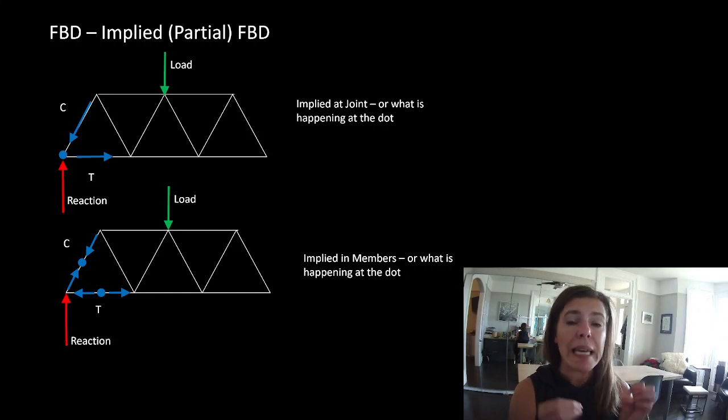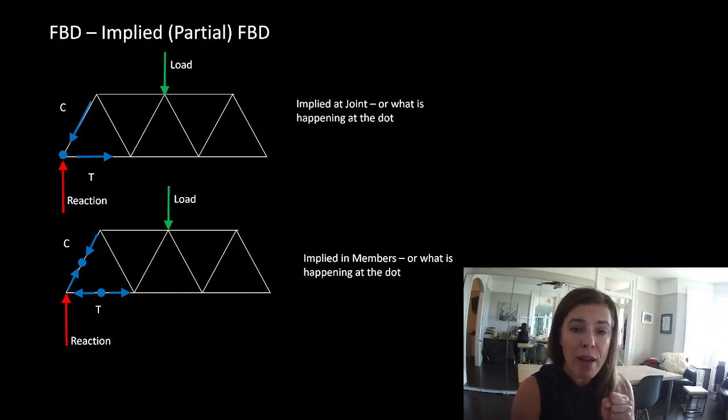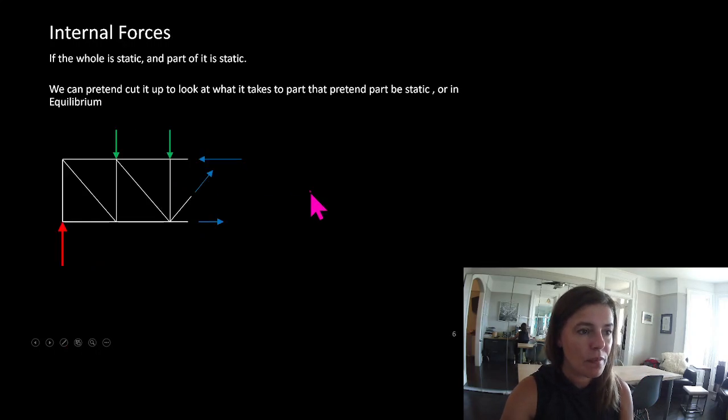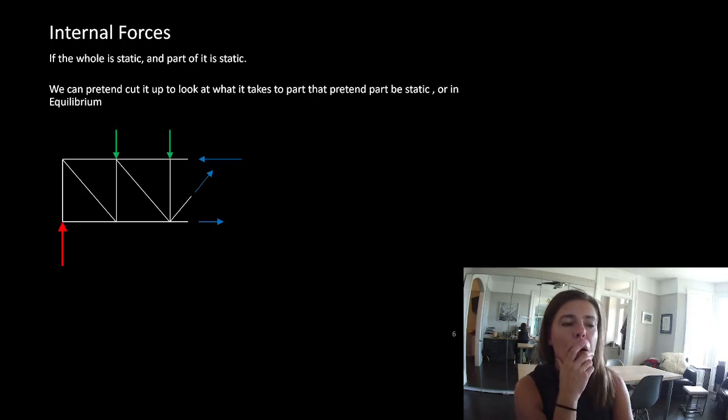So when we're talking about internal forces, away from a node is tension, and towards a node is compression. Sorry, forget that I said negative. We're going to bring in what negative means in a little bit. Okay, so here's where I'm going to blow your mind. If the whole object is static, it also means part of it is static.